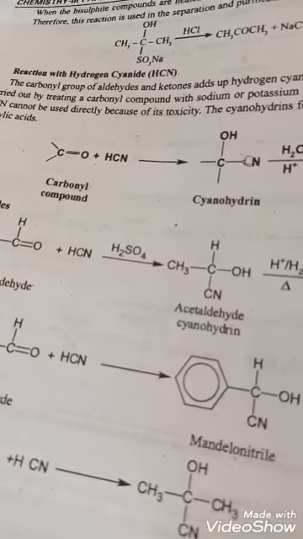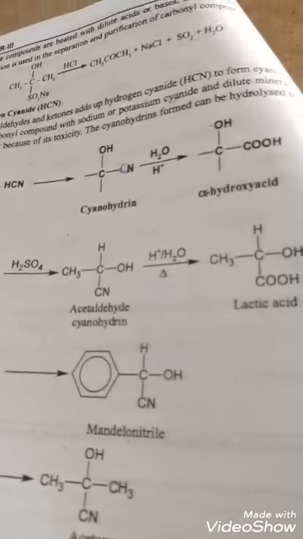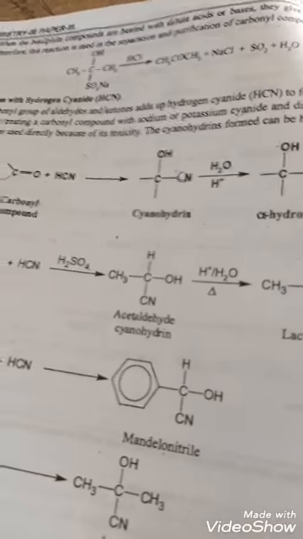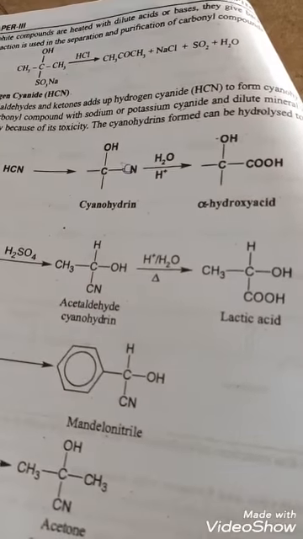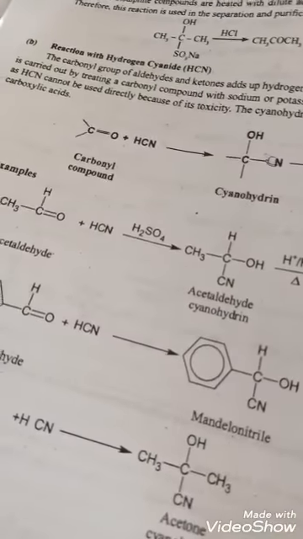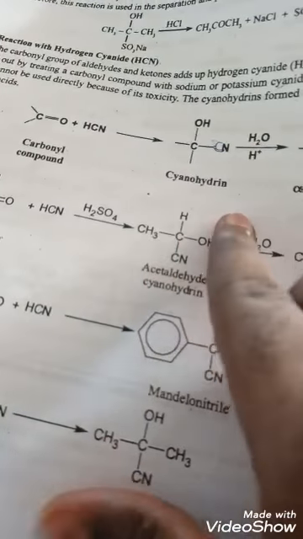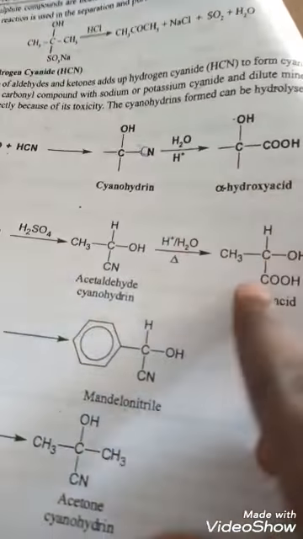with sodium or potassium cyanide and dilute mineral acid, as HCN cannot be used directly because of its toxicity. The cyanohydrins formed can be hydrolyzed to carboxylic acid. So this is the carbonyl group, this is hydrogen cyanide, to form cyanohydrin, and in the presence of H2O to form alpha hydroxy acid.